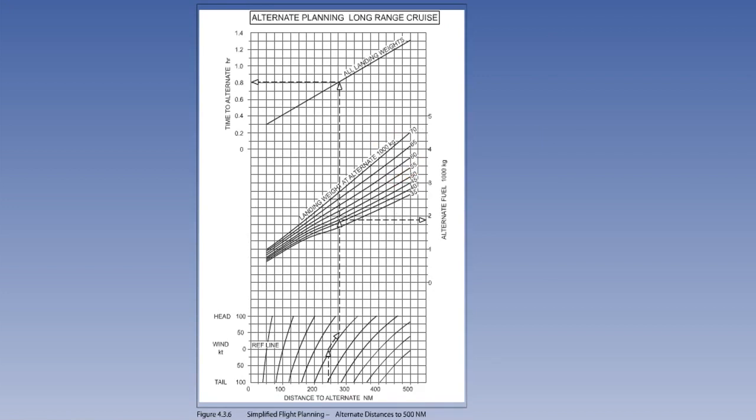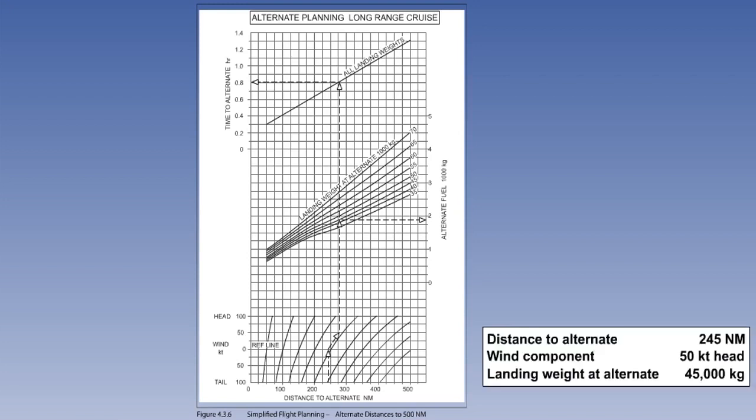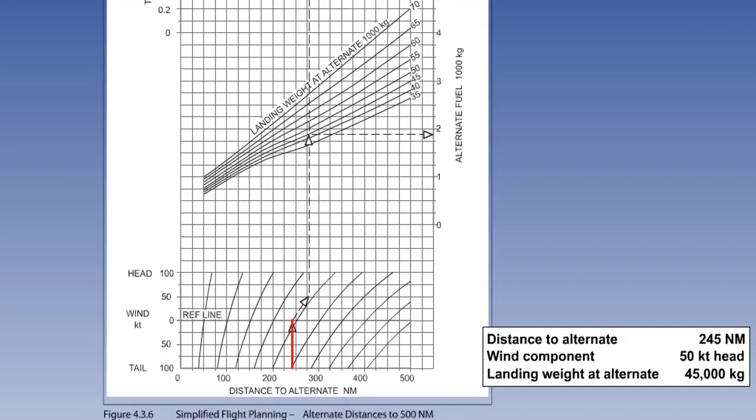The alternate planning graph allows for the determination of fuel and time for a missed approach at the destination, climb and cruise, and straight-in approach at the alternate. The method of use is similar to the previous graphs. Enter with the distance to the alternate, in this case 245 nautical miles. Go vertically up to the wind component reference line. Follow the curve to intercept the wind component of 50 knots headwind.